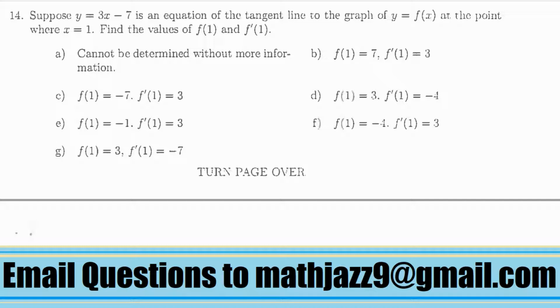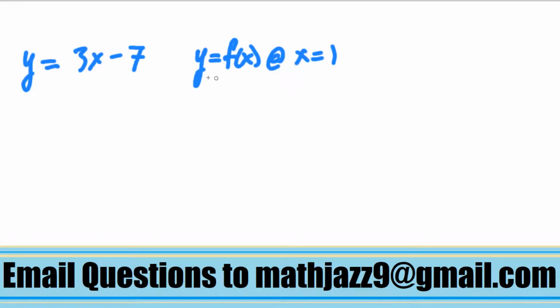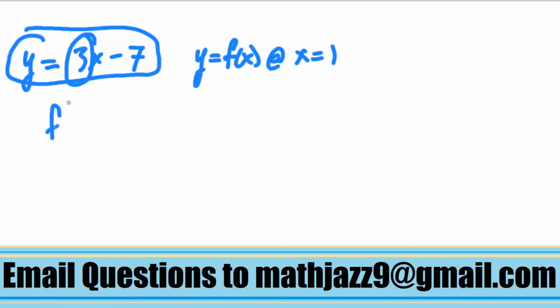Oh, this is actually really easy. So here is our line that we were given. We want to find f prime of 1 and f of 1. Well, what is f prime of 1? F prime of 1 is the slope of the tangent line at 1. Okay, so the slope of the tangent line at 1. What's its slope? It's 3. F prime of 1 equals 3.